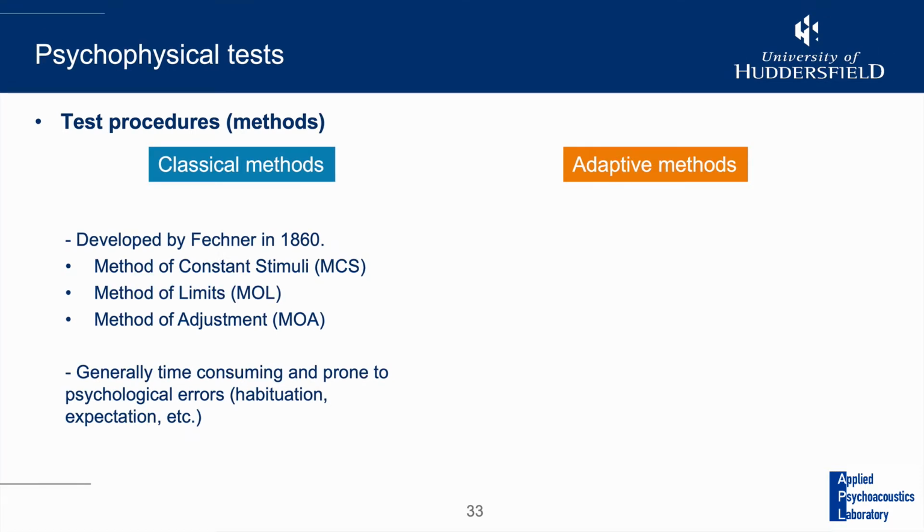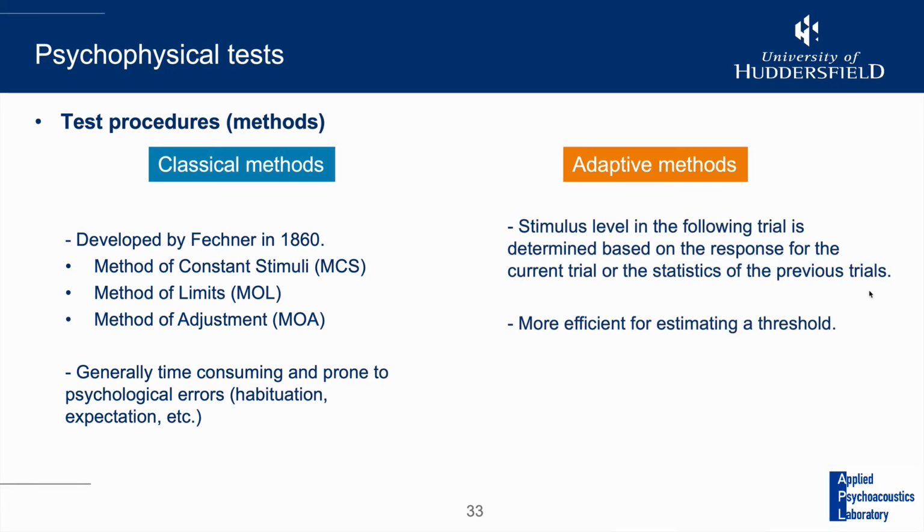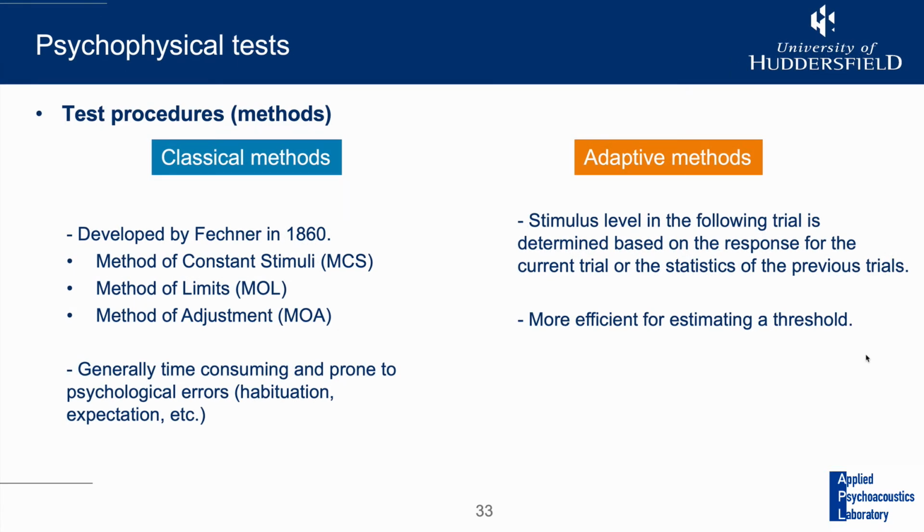On the other hand, with the adaptive methods, the stimulus level in the following trial is determined adaptively based on the response for the current trial or the statistics of the previous trials. So this is a more efficient method for estimating a threshold compared to the method of constant stimuli. Probably the most popular adaptive method used in psychophysical tests is the N-down one-up staircase method. Later on, we'll look at a few examples of the N-down one-up staircase method.